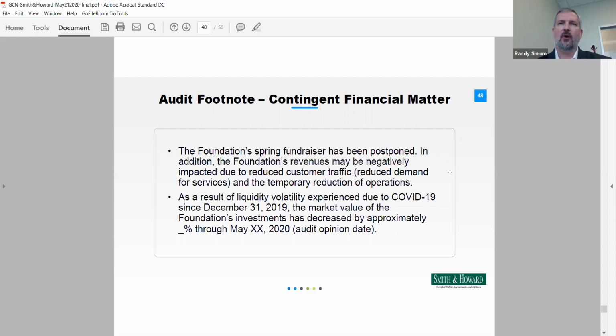If your organization has been impacted from a revenue standpoint, some sample wording may include something like, the foundation's spring fundraiser has been postponed. In addition, the foundation's revenues may be negatively impacted due to reduced customer traffic, reduced demand for services, and the temporary reduction of operations. If investments are impacted, sample wording could include, as a result of liquidity volatility experienced since COVID-19, the market value of the foundation's investments has decreased by approximately 5% and 10%, but you have to look through whatever the audit opinion date is.